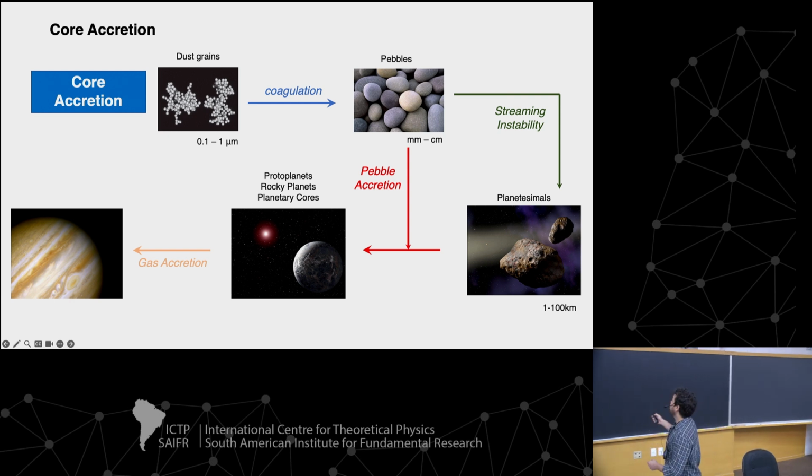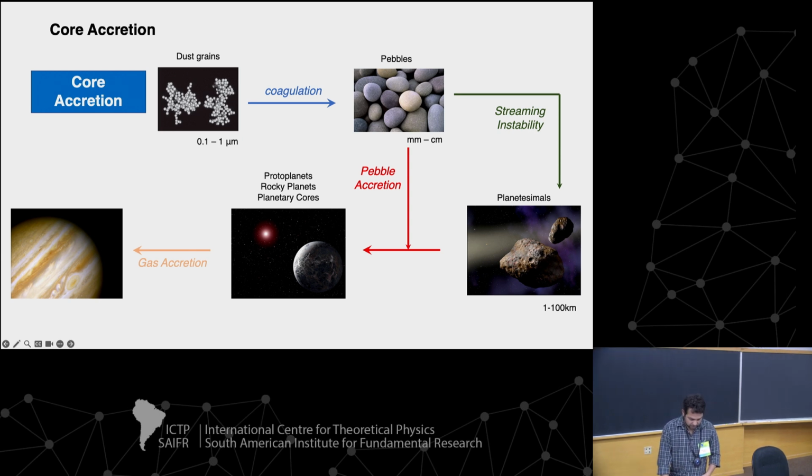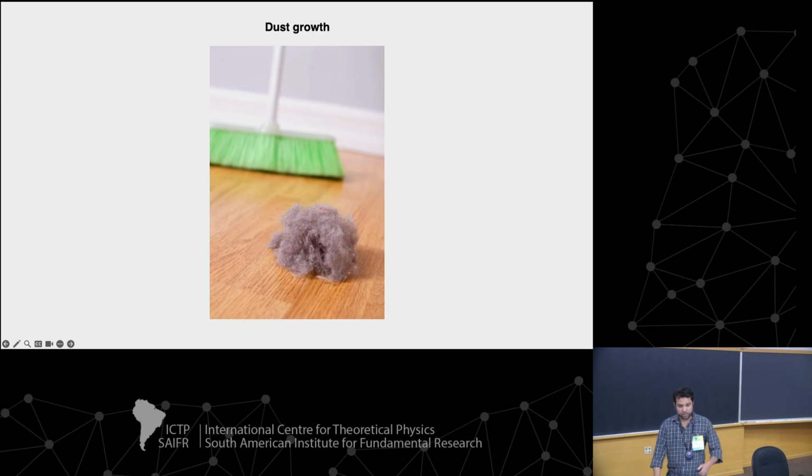And in that way, you form the first protoplanets, the first rocky cores, the planetary cores, the rocky planets. And if these cores get big enough and if the conditions are right, they can accrete the gas. So this is a basic sketch of what I think the planet formation process looks like. But first things first, let's start from how dust grows.